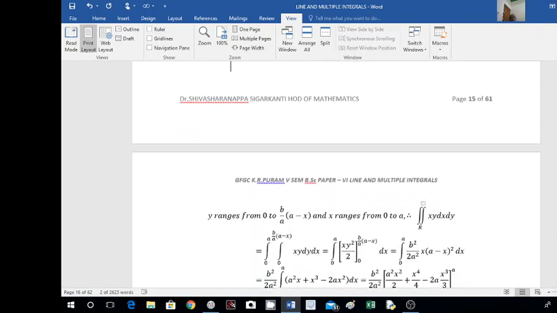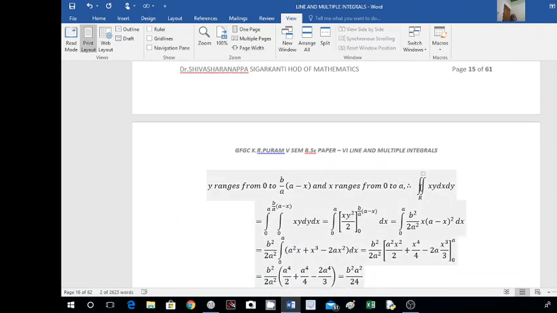Now we write the integral. The integral over R of xy dx dy can be written as the integral from 0 to a, and 0 to (b/a)(a - x), of xy dy dx. These are the limits of y, therefore first we integrate with respect to y. Then these are the limits of x, therefore we integrate later with respect to x. Integrating with respect to y, x is a constant here. The integration of y is y squared by 2, between 0 and (b/a)(a - x), into dx.